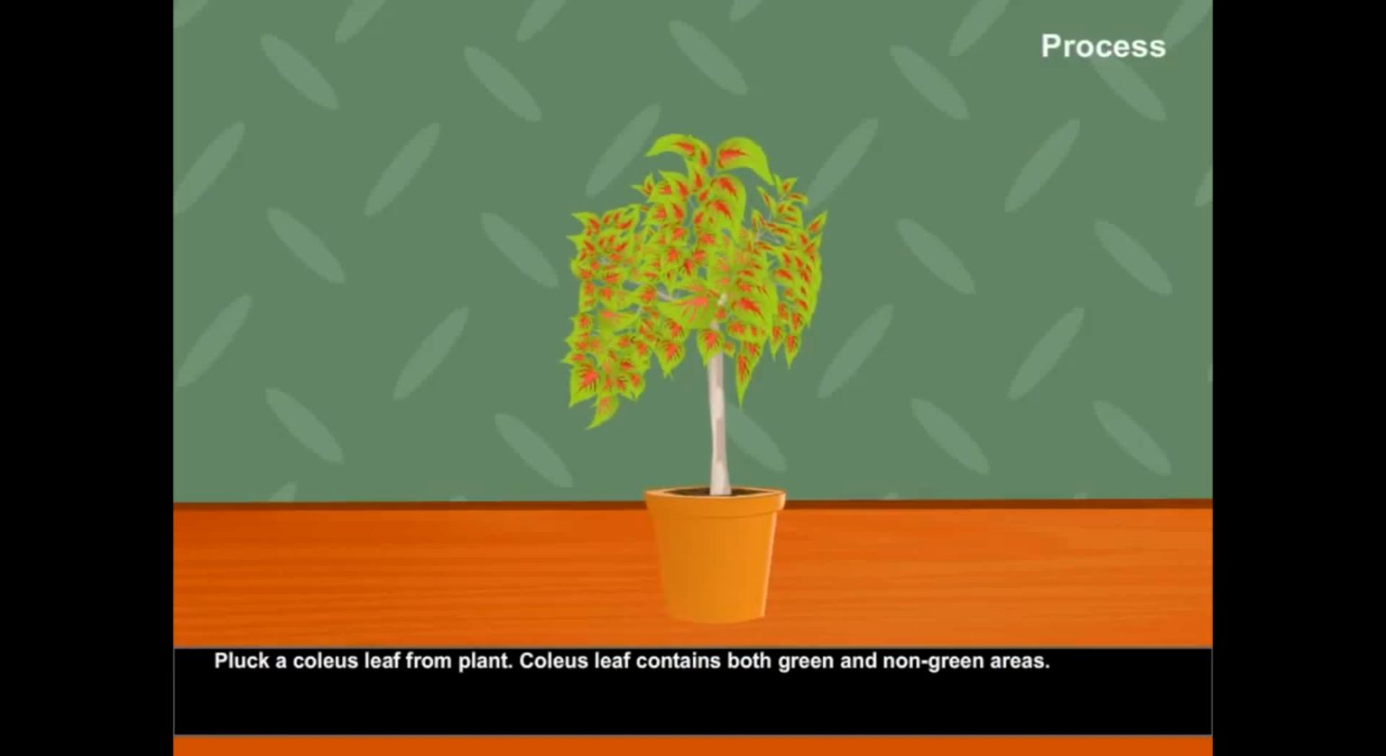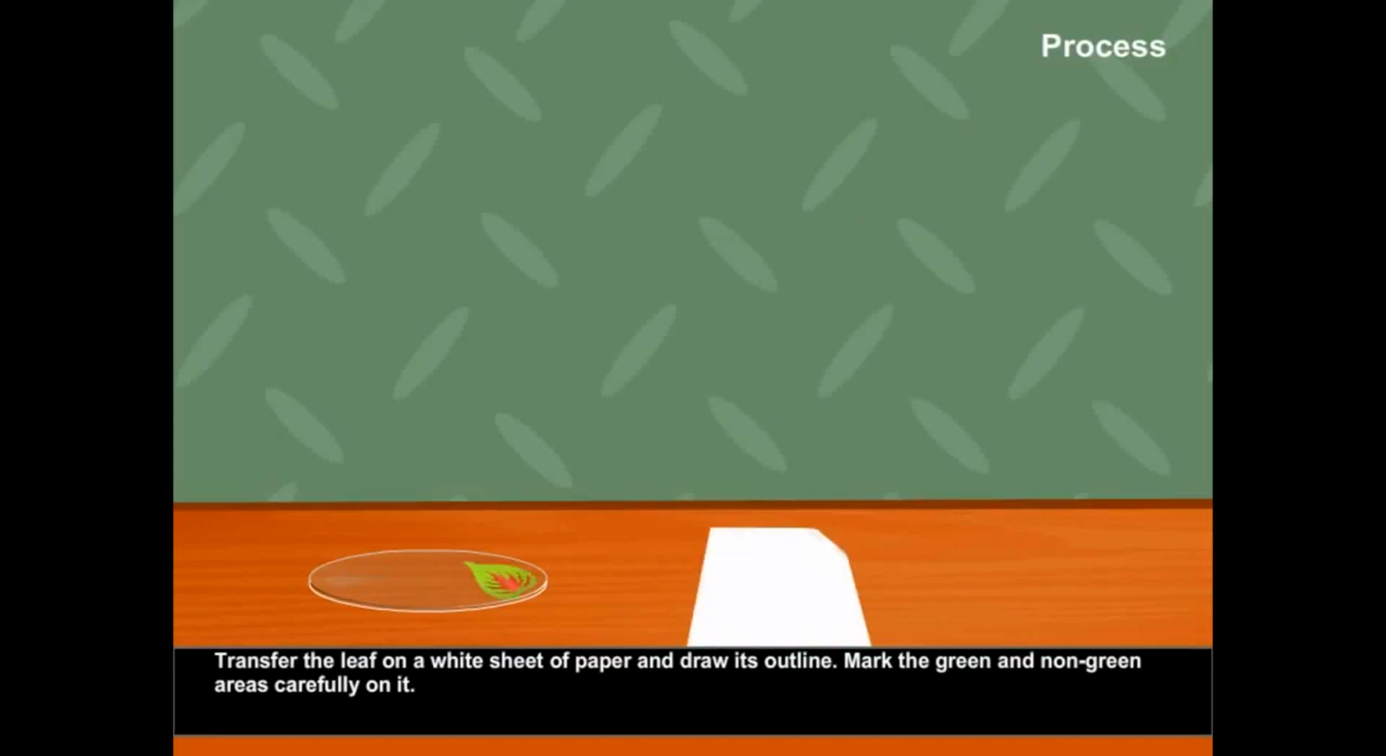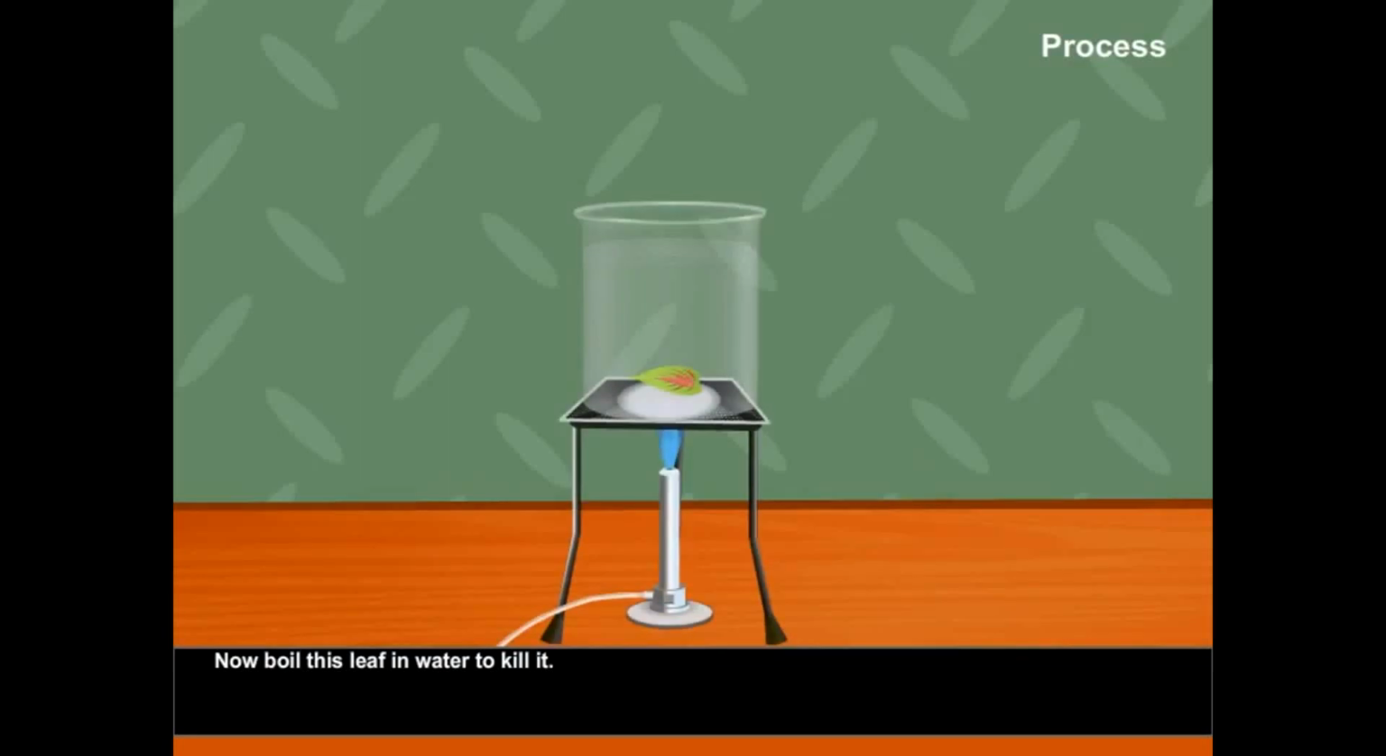Process: pluck a coleus leaf from the plant. Coleus leaf contains both green and non-green areas. Transfer the leaf on a white sheet of paper and draw its outline. Mark the green and non-green areas carefully on it. Now boil this leaf in water to kill it.